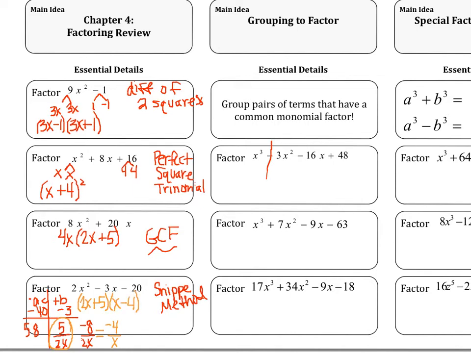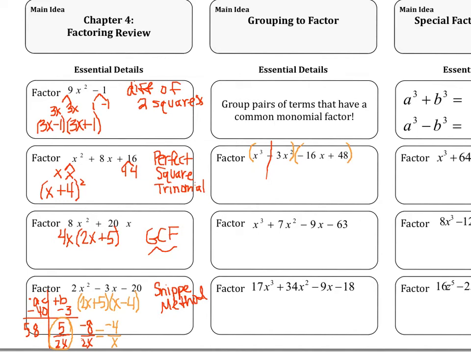And if you went through and used FOIL to double check to make sure it's right, you would find that that is indeed correct. So the second column is called grouping to factor. So what we're going to do is we're going to group pairs of terms that have a common monomial factor. So they have one common thing. So I'm going to group my first two here, and I'm going to group my last two here. I'm putting grouping symbols in.